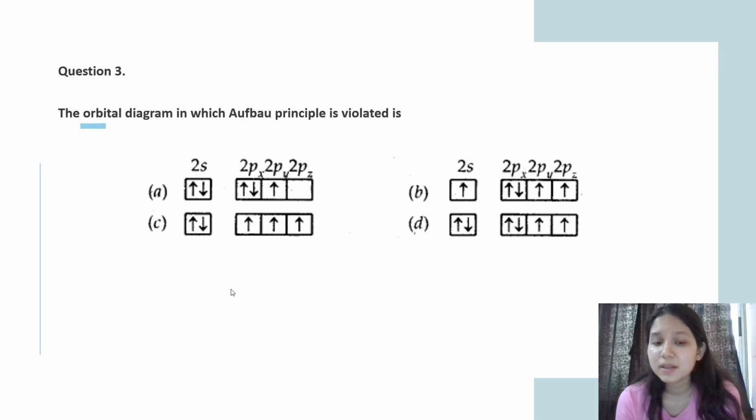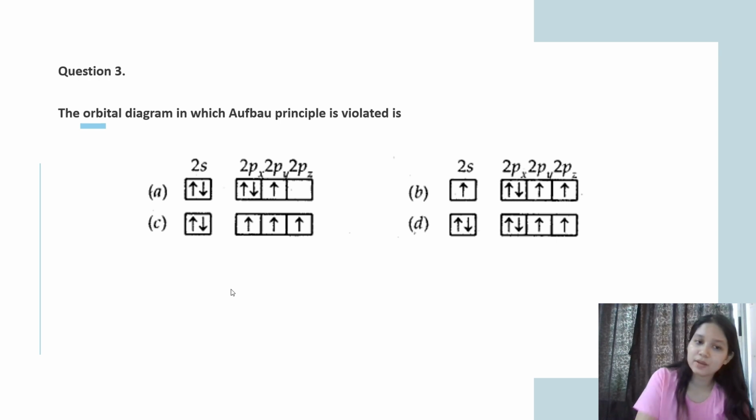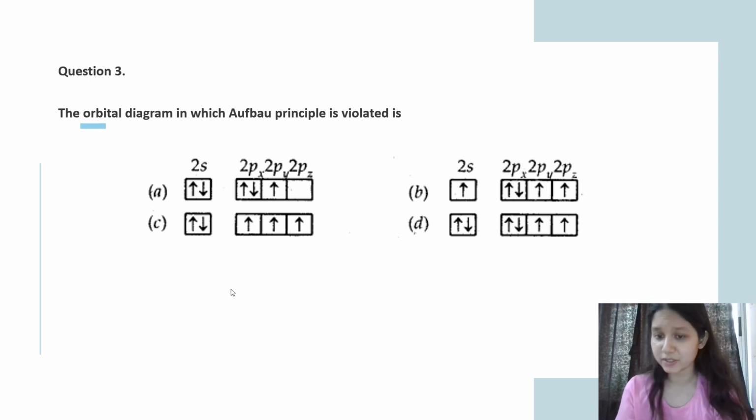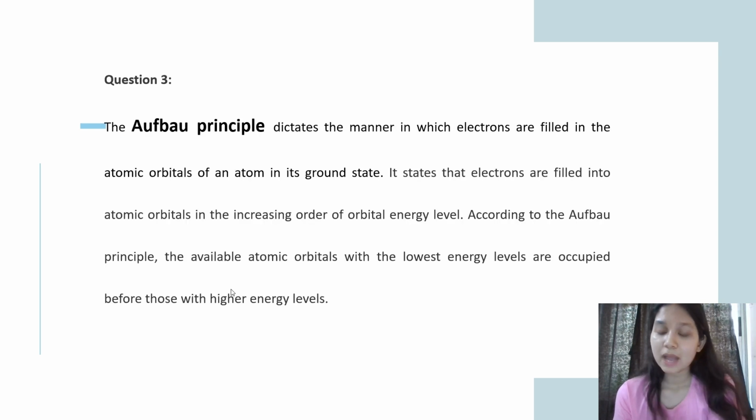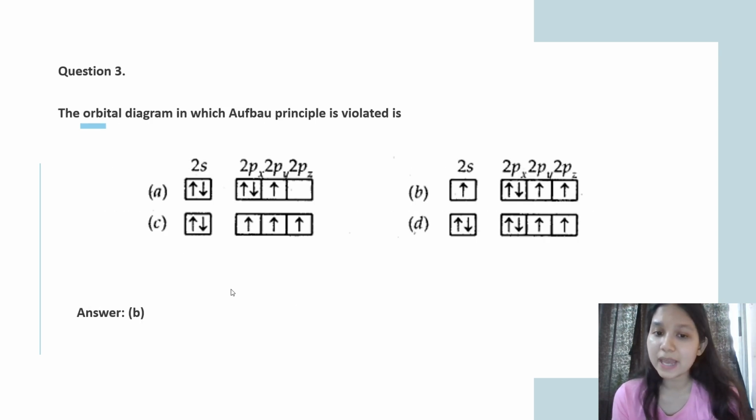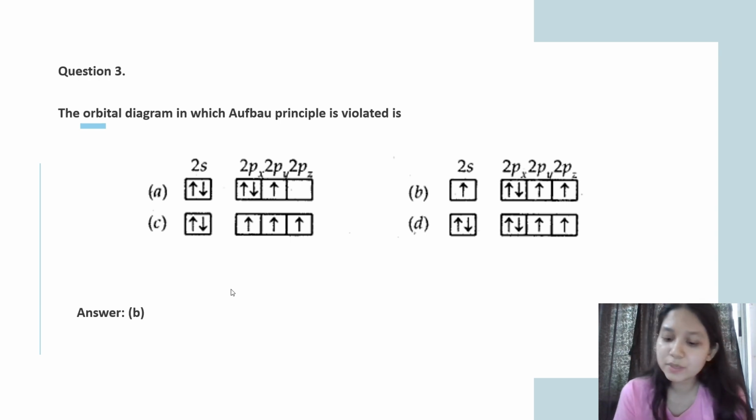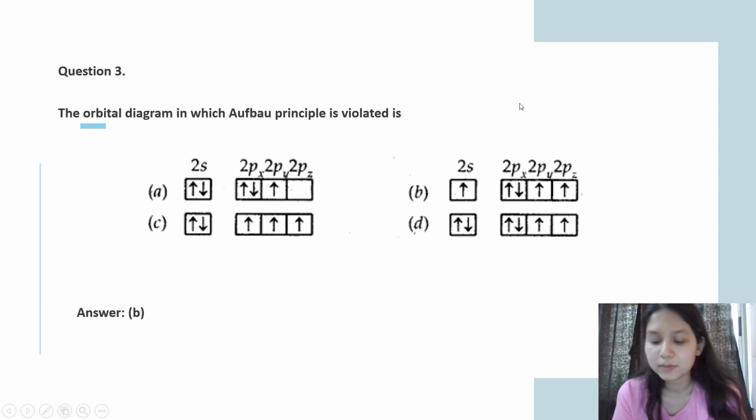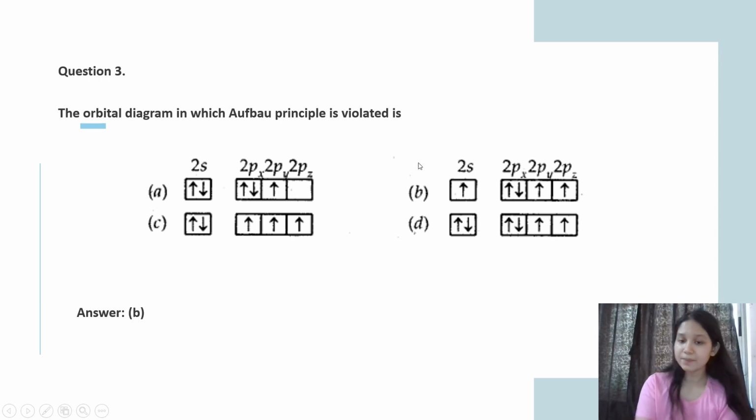Then we discussed four sets of electronic configurations, and asked which one of these four sets violated the Aufbau principle. We quickly revised what the Aufbau principle dictates, and after recalling the theory, we found out that option B was violating the Aufbau principle because the 2px orbital was filled before filling the lower energy level 2s.